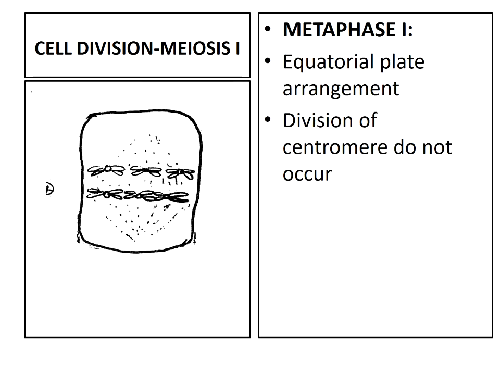So next is metaphase first. Metaphase first is characterized by the equatorial arrangement of chromosomes. So we are going to observe the equatorial arrangement of chromosomes. The chromosomes are arranged on the equator of the cell and form a plate-like structure called the equatorial plane.